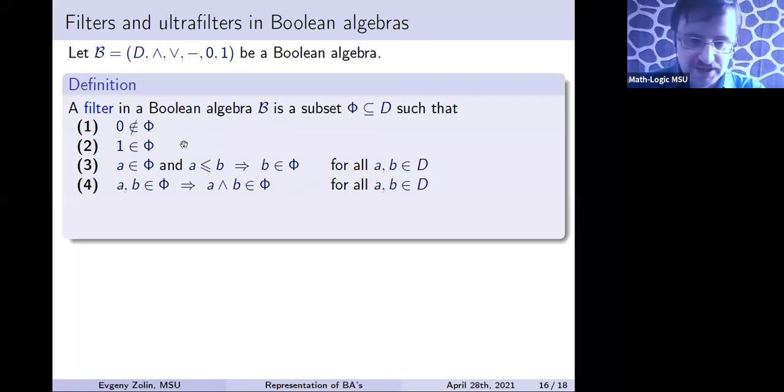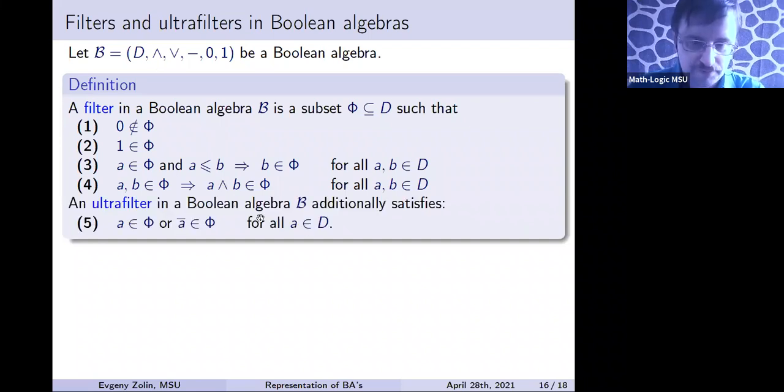And this filter doesn't have the element 0. It has the element 1. It is closed upwards. If it has some element, then a bigger element is again an element of phi. And it is closed under conjunction from the Boolean algebra. And an ultrafilter in a Boolean algebra B additionally satisfies this analog: for any element A from B, either A or not A is an element of phi.